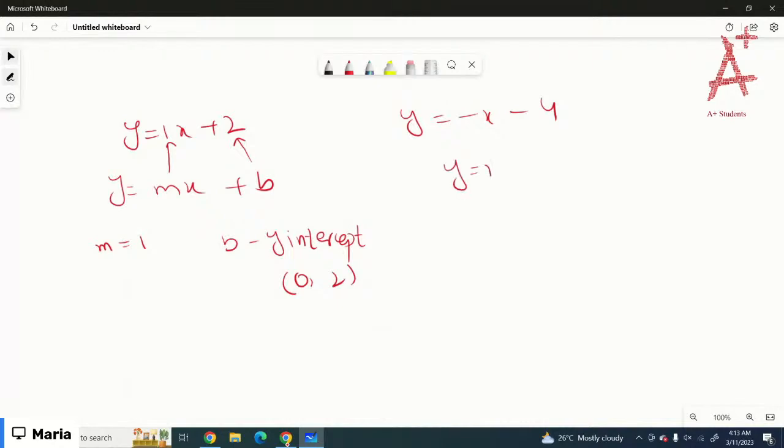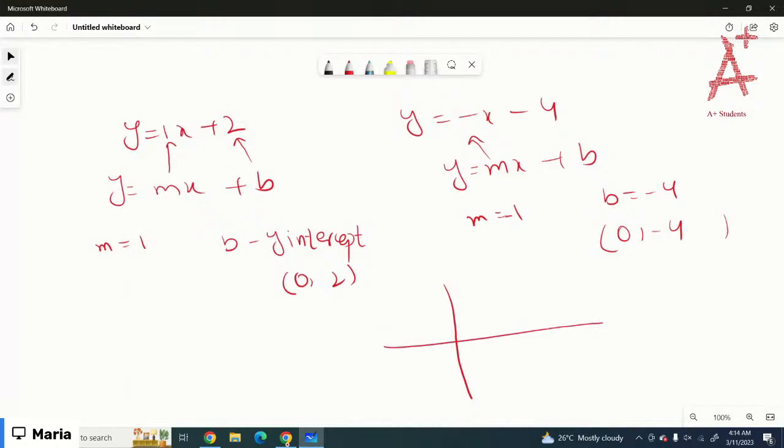Do the same here with mx plus b. So the slope here is negative 1. M equals negative 1, and B equals negative 4, the y-intercept. That means it is 0 and negative 4. Got it? Just use these 2 points and plot both the equations on the graph.